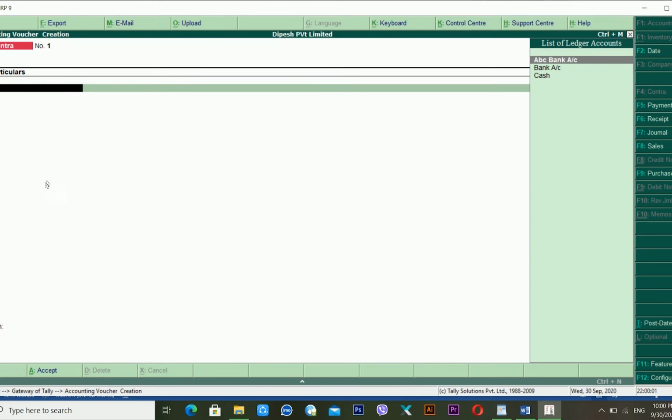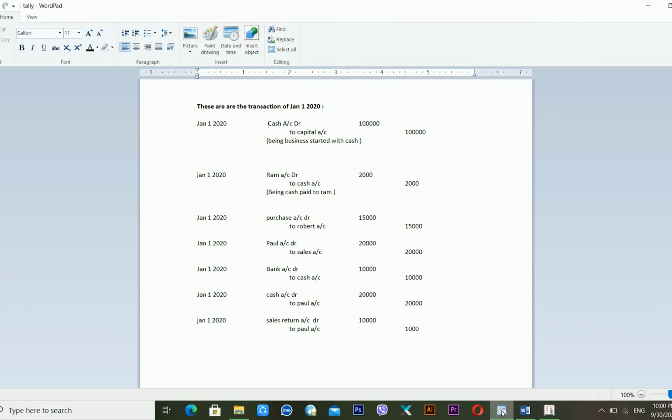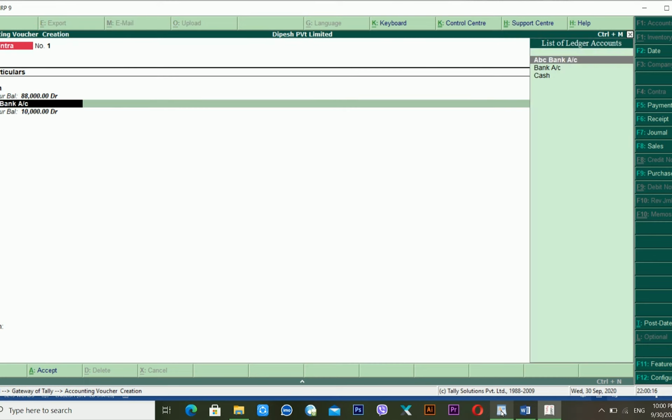So in the CR, you are giving the cash, right? So I am just using the cash. Okay, and cash, how much? 10,000. Yeah, 1, 2, 3, 4, and in the DR, now we can check the bank also.